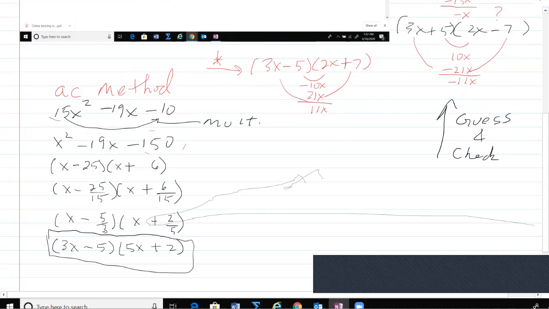Once you get used to the pattern here, some of the guesswork is removed. You still got to come up with these two numbers here. Okay, 25 and 6. That's still questionable. You've got to do a little bit of guessing there, but once you get those in place, then you just move forward with these next 3 steps. Okay, so that is called the AC method.